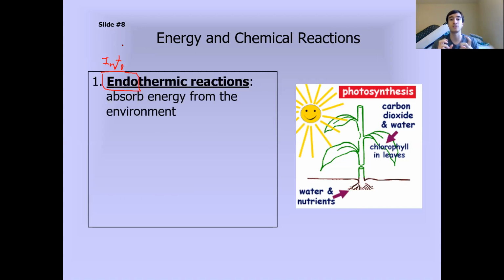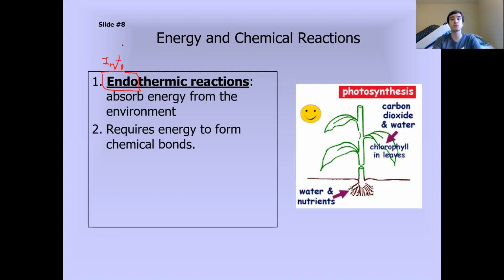They take in energy from other sources in the environment, whether that be a heat source that's somewhere nearby or light energy from the sun. They are absorbing this energy. So usually they're doing this because they're making or building some sort of new compound, like the sugar that we saw in the photosynthesis reaction.